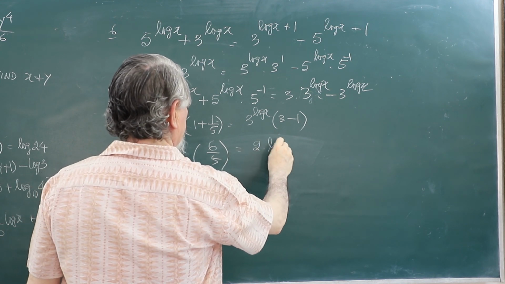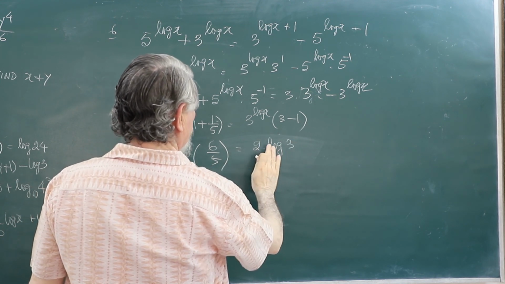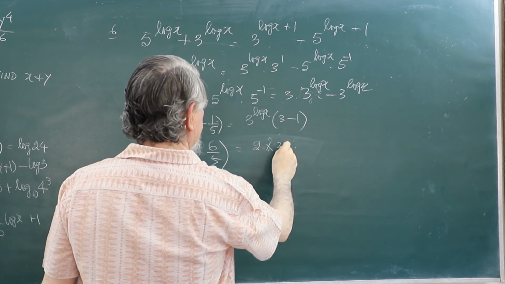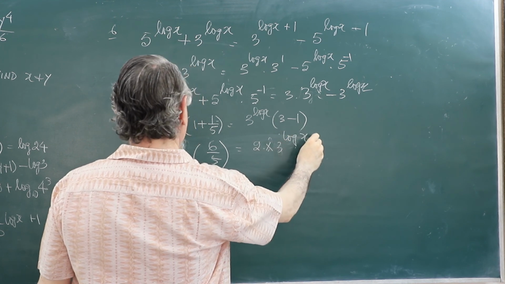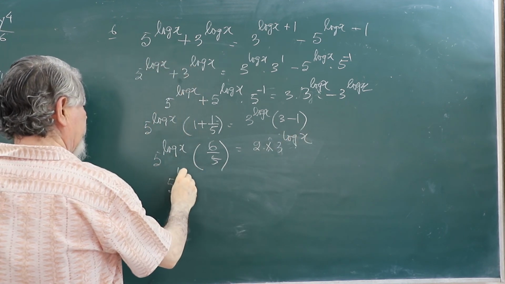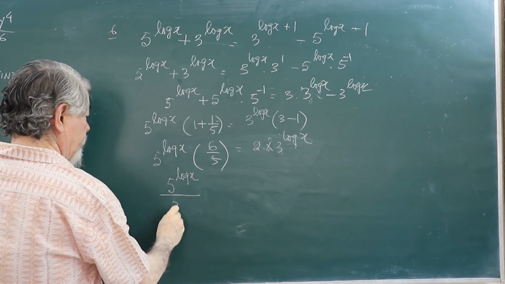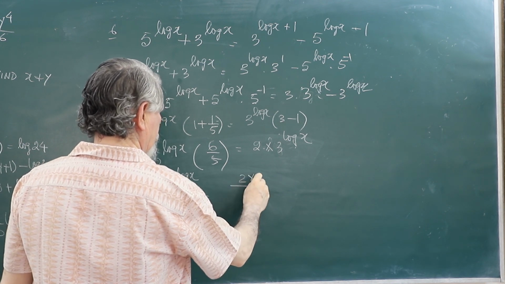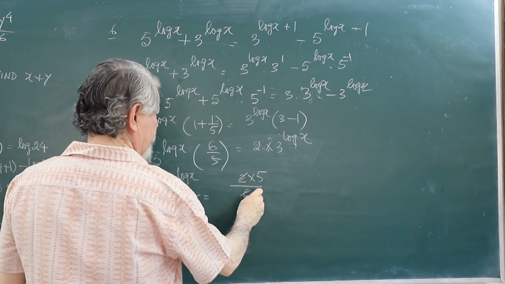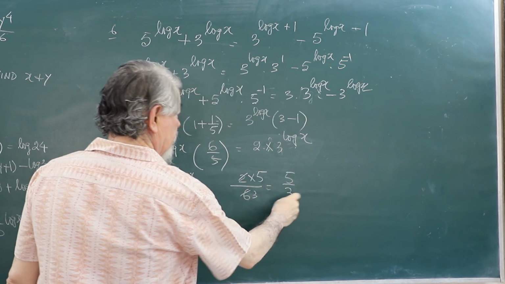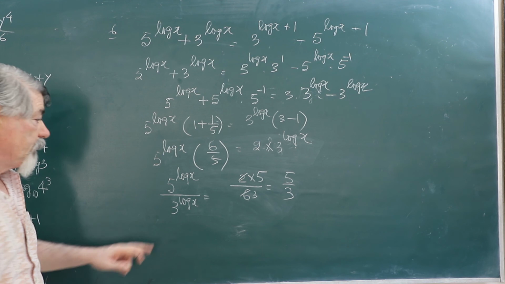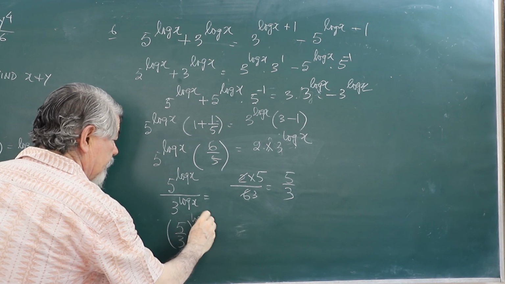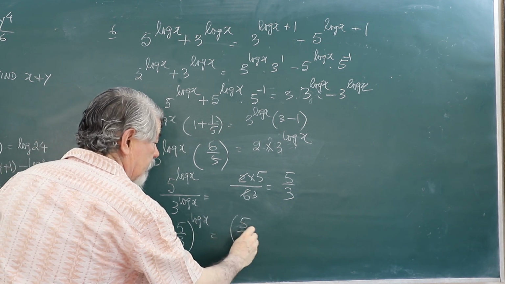2 into 3^(log x). 5^(log x) upon 3^(log x) will be equal to 2 upon 6 into 5, or it will become 5 upon 3. Here it is 5 upon 3. I can write (5/3)^(log x), and here it is 5 upon 3.